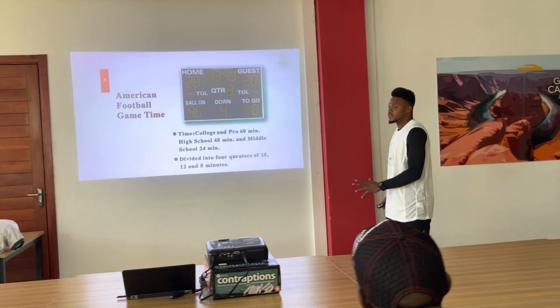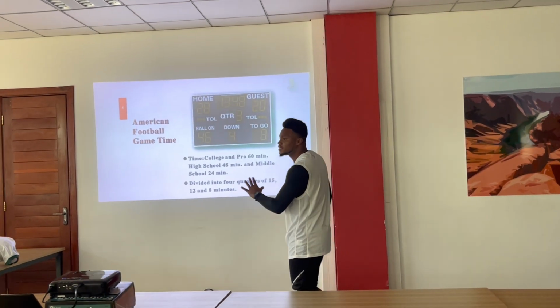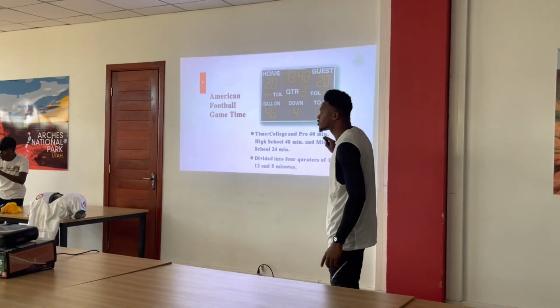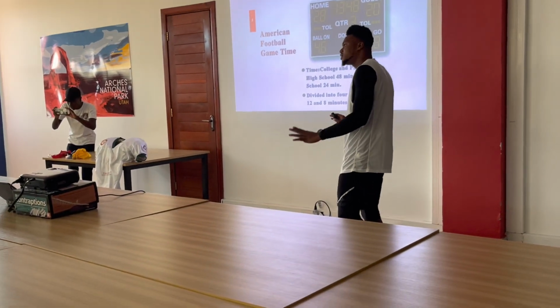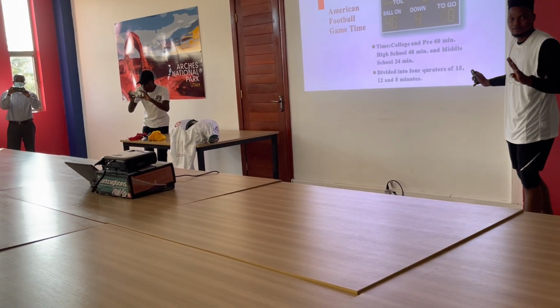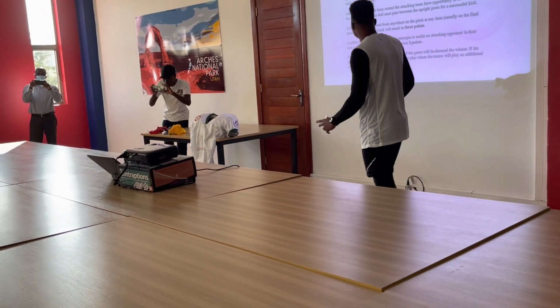Let's go to the timing of the game. In the college and pro, they play 16 minutes. At the high school, they play 48 minutes. The middle school, they play 24 minutes. All divided into what? 4 quarters. Okay? Let's move on. How do we win in an American football game?